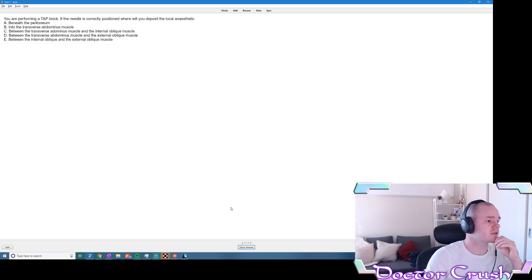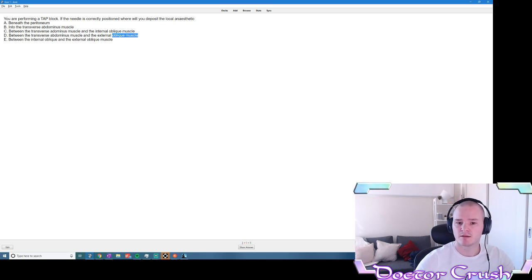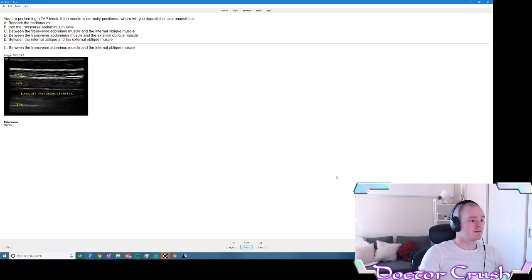Block. Transversus. Position, you will deposit the local anesthetic beneath the peritoneum, no, into the transverse abdominis, no, between the transversus abdominis and internal obliques. Yes, I believe that's it. I believe that's where it goes. Have any evidence of that? Am I going to click it? Yes.